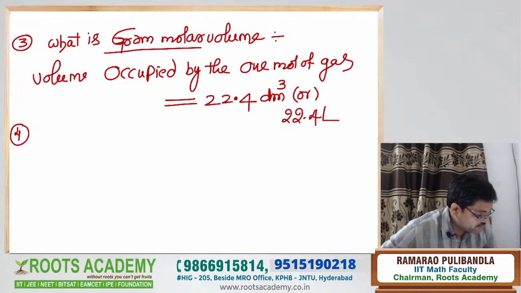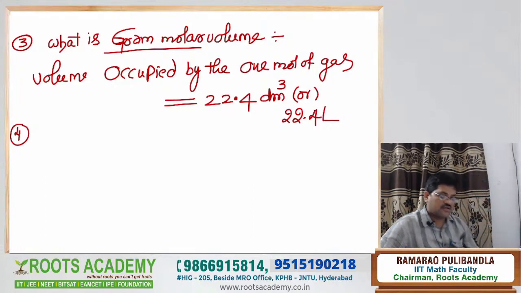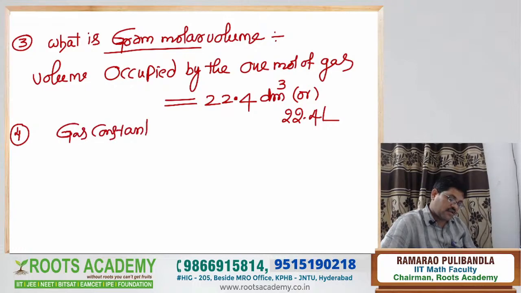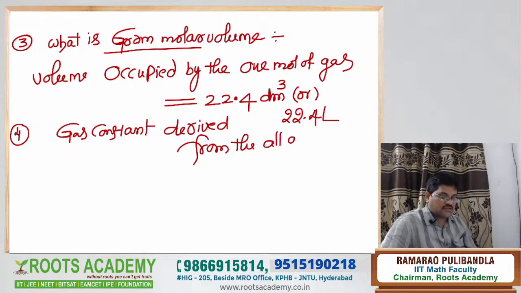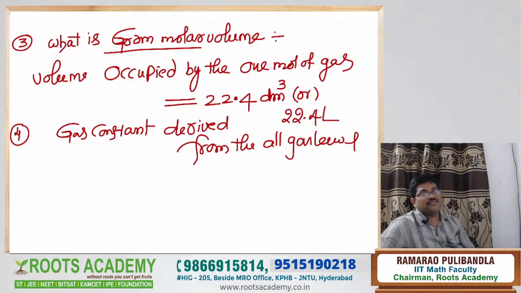And come to the fourth one: why is the gas constant called the universal gas constant? Simply said, because the gas constant is derived from all the gas laws. All the gas laws means Charles' law, Boyle's law, Avogadro's law. That's why the gas constant is called the universal gas constant.